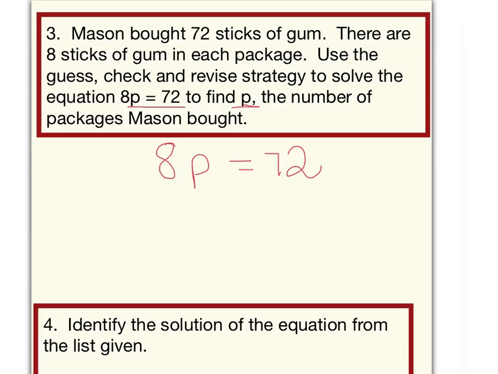Hopefully, you tried a few numbers, or maybe you just knew it in your head. If you know your multiplication facts very well, this should have been easy. 8 times 9 equals 72. That is the correct answer. If you were doing guess and check, you may have tried 7 or 8, and you would have found that those were incorrect.